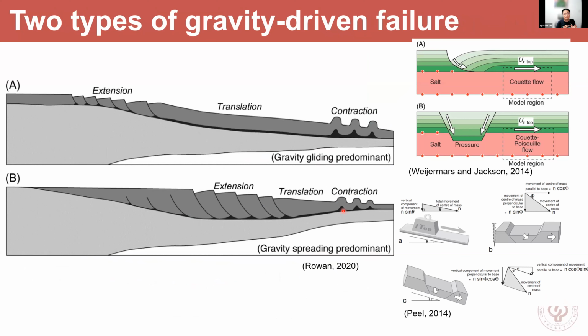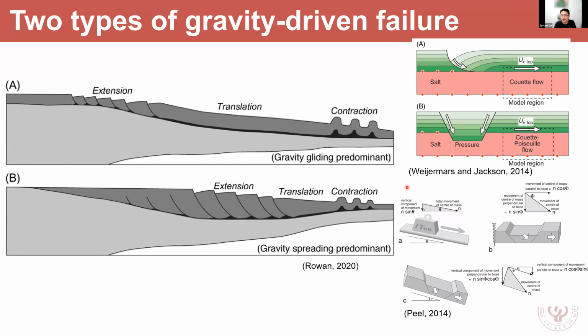To explain such variation, it has been proposed that there are two different types of gravity-driven failure. This is a classic model or figure from Rowan, I would say. This is the gravity gliding dominant system. Here, the whole thing is driven by margin tilting. So you tilt your margin and you have extension upslope and contraction downslope. Or you could have a gravity spreading system, where you have a predominantly progradational wedge or sediment-driven system. But you also get this extension and contraction, upslope and downslope.